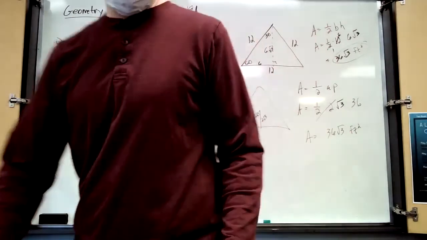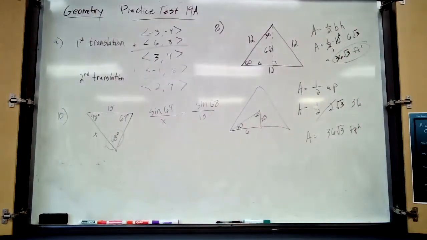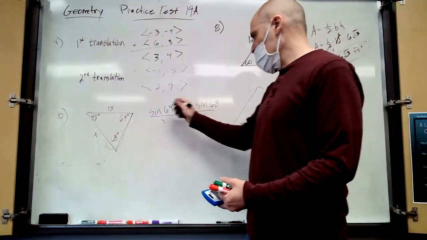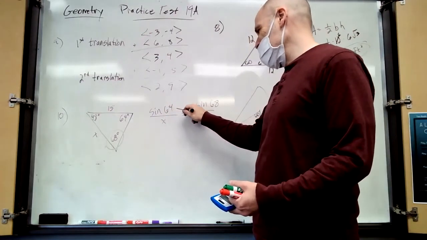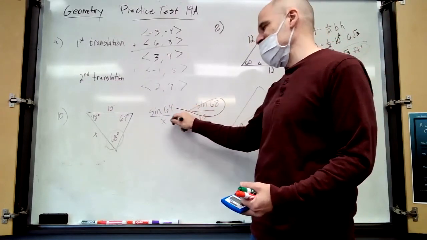All right, so let's do that on my calculator. We're just going to do the fish method. We're going to find x. So sine of 64 times 15 divided by sine of 68.